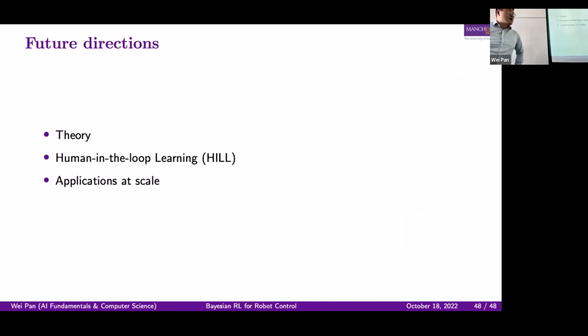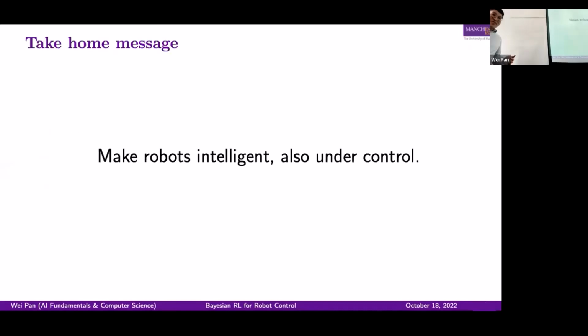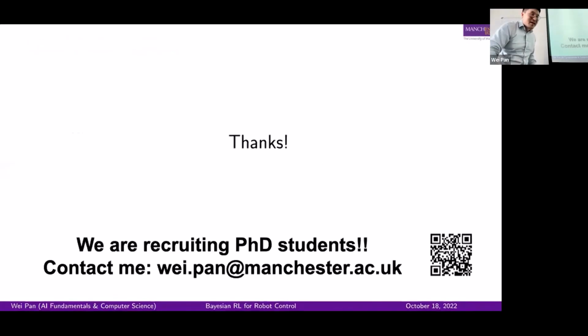And the last is application at scale. Beyond this, we just show some demos on some robots. But for application at scale, for example, to solve some of the most challenging problems in energy, climate change and so on and so forth, we need collaborations. I believe that we can collaborate together to make Manchester the best place for robotics, machine learning, data science, and AI. Thanks. One more thing, the simple message: we want to make robots intelligent, also under control. Thanks.